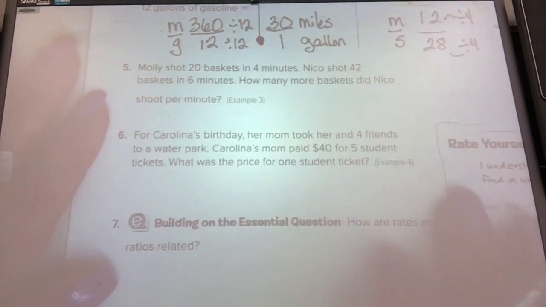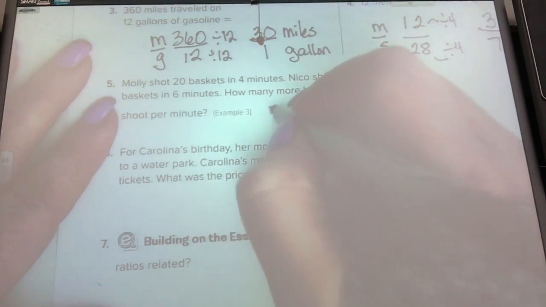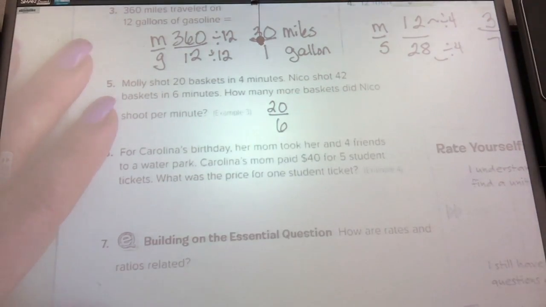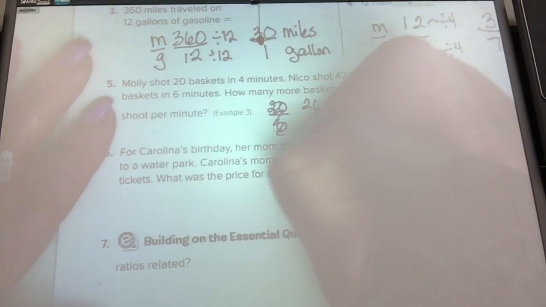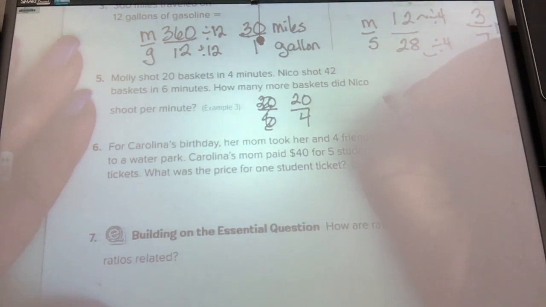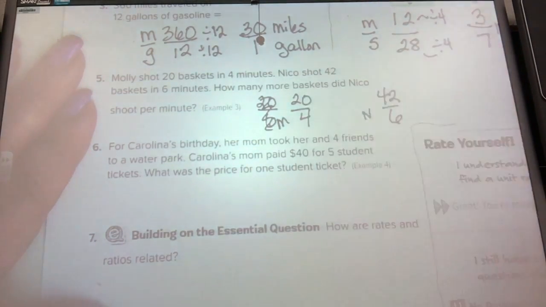All right, Molly shot 20 baskets in 4 minutes. Nico shot 42 baskets in 6 minutes. How many more baskets did Nico shoot per minute? So the first thing we have to do is get these down to unit rate. Oops, I did that wrong. My bad, I saw the 6. It's 20 baskets in 4 minutes and 42 in 6 minutes. So this one is Molly and this one is Nico.